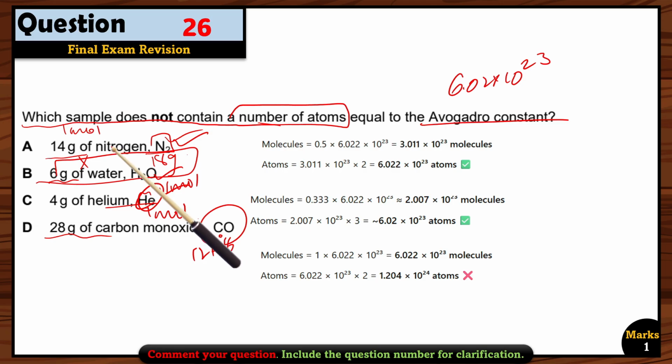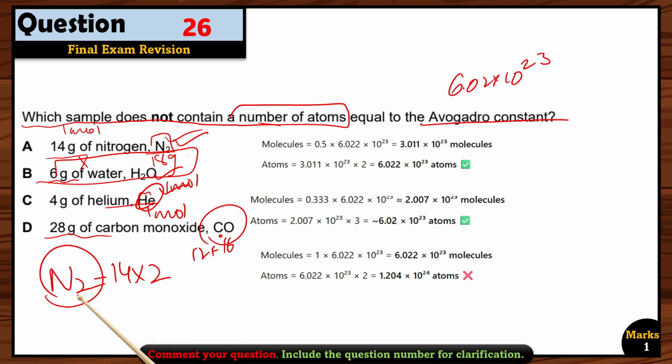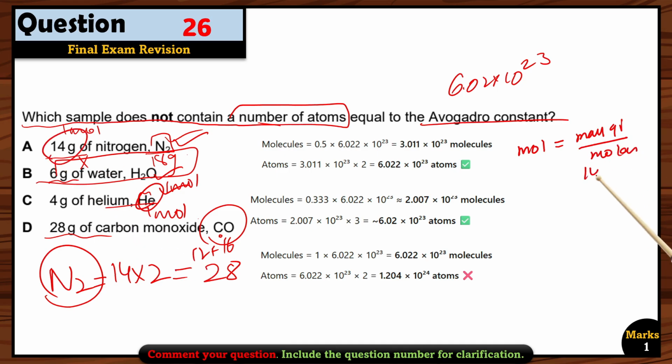So let's see the moles of molecules. For N2, the mass is 14 into 2. Why? Because nitrogen has a mass of 14, so the molecular mass is 28 grams. Let's see the formula for mole: mole is equal to mass given over molar mass. The mass given is 14 grams, and the molar mass is 28. So what is the answer? 0.5. We have 0.5 moles of N2.